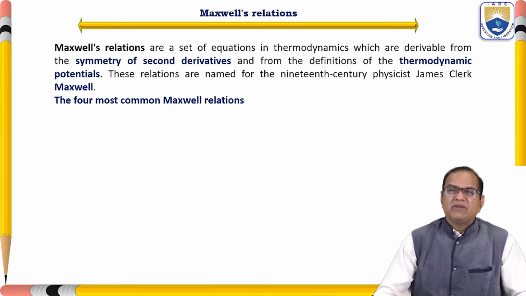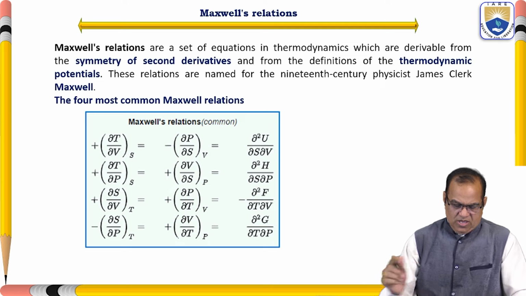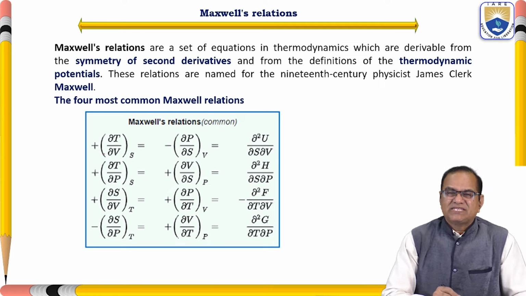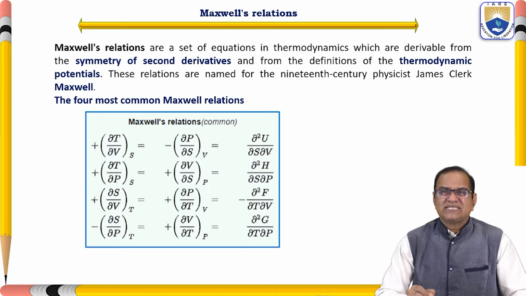The four most common Maxwell relations I am mentioning here. So here, plus ∂T/∂V when entropy is constant is equal to minus ∂P/∂S when volume is constant, which is equal to ∂²U/∂S∂V. This is the first equation of the relations. So if T and V are there, we can transfer from P to S when the volume is constant, and we can make the second derivative ∂²U by ∂S ∂V.